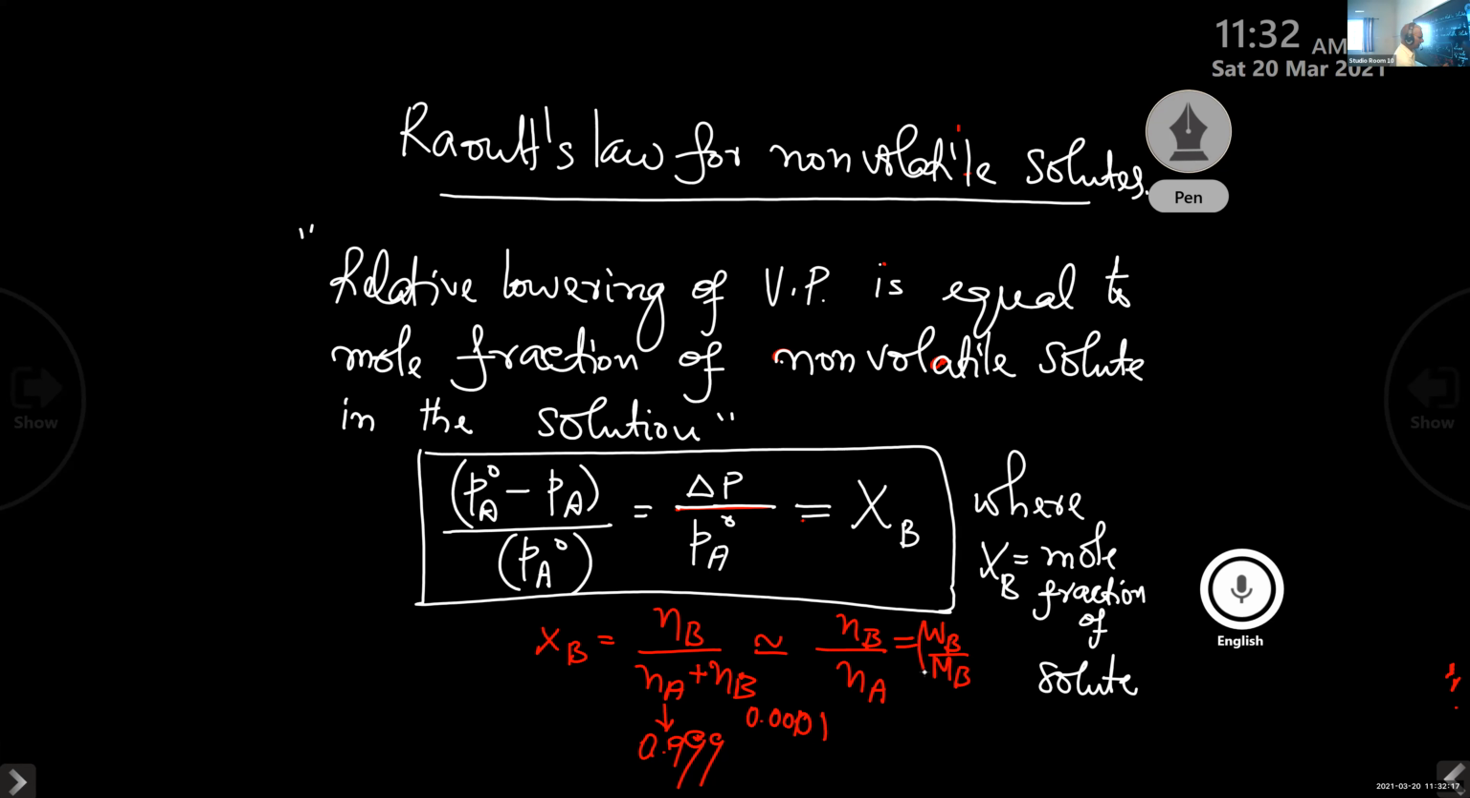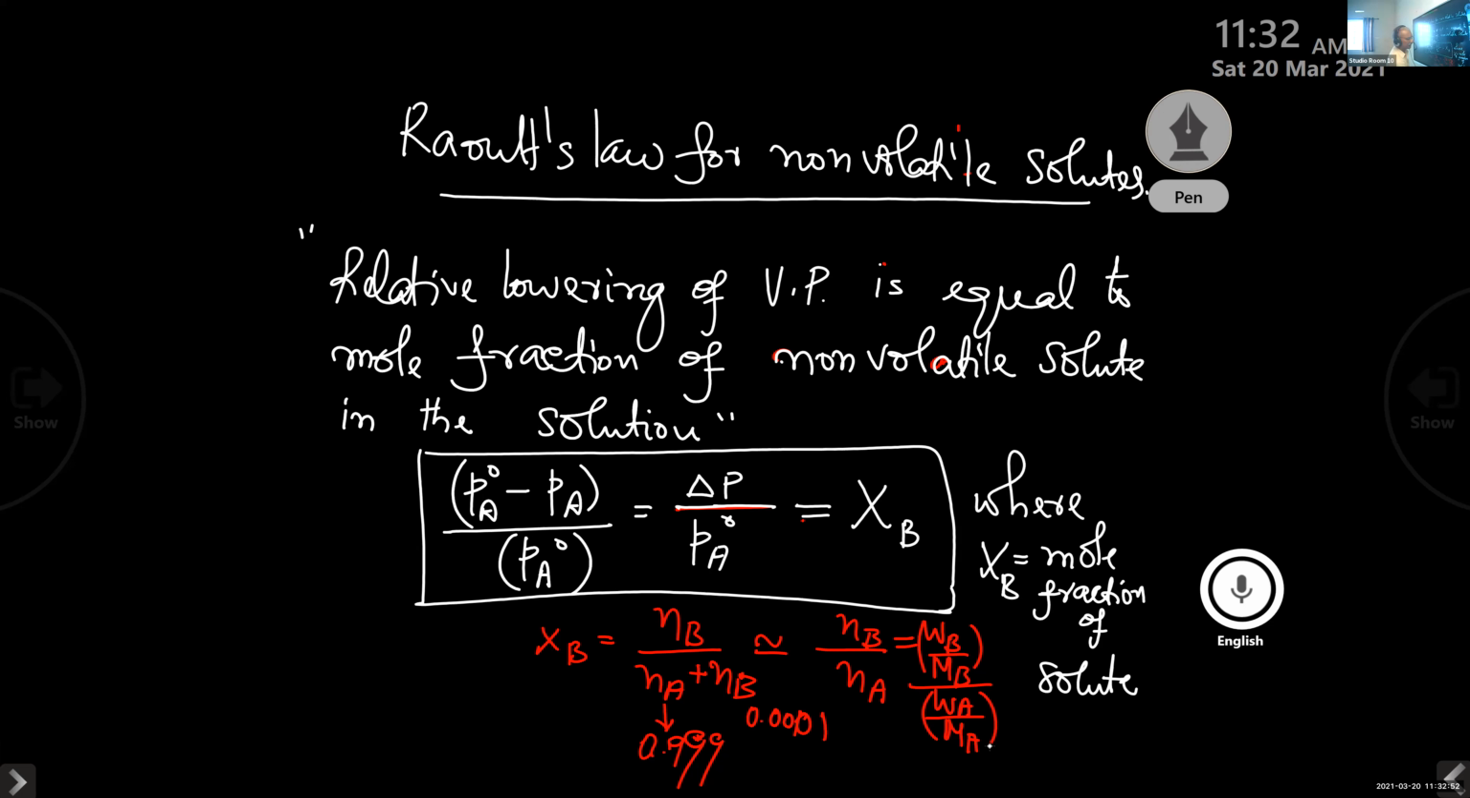And this is divided by Na, mass of A, Wa, by molar mass of A, Ma. So Wb by Mb by Wa by Ma. What is it? That is equal to XB. And that is equal to what? That's equal to the relative lowering. So much we have got.